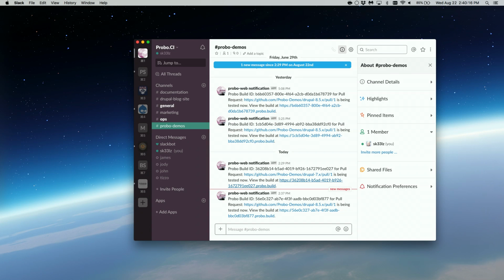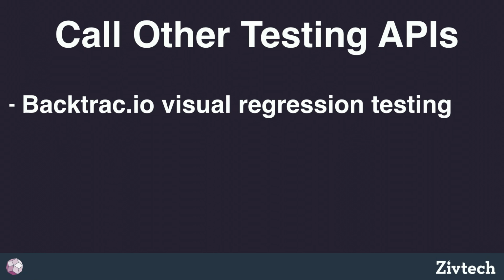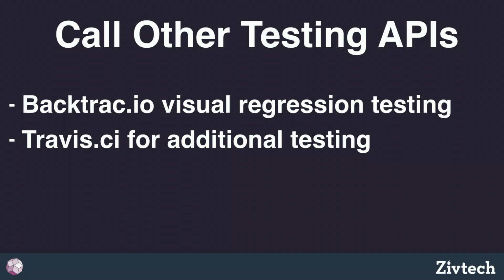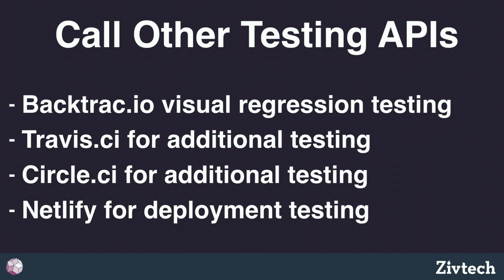So one of the things I wanted to show before the end of all this is the automated accessibility testing tools that I've come up with and tested. Beyond that, you can call out to pretty much any other testing API out there. We've got Backtrack. I've got tests for that. Travis, like you saw. Circle.ci can get involved as well if you're using the Pantheon dev tools. And Netlify, which is something that we just started messing with in the last couple of months, actually allows you to test deployment processes, which is neat.